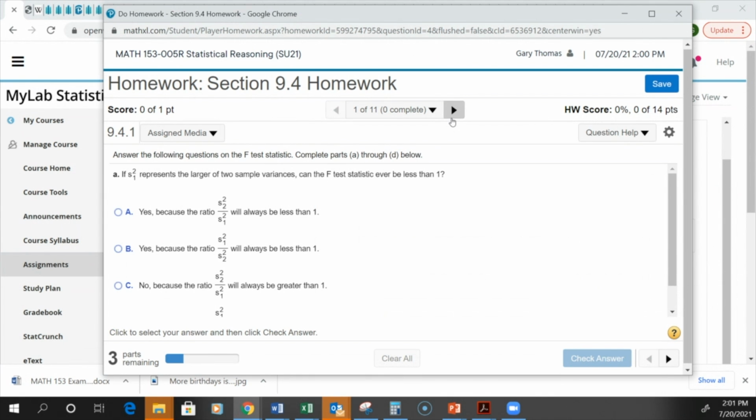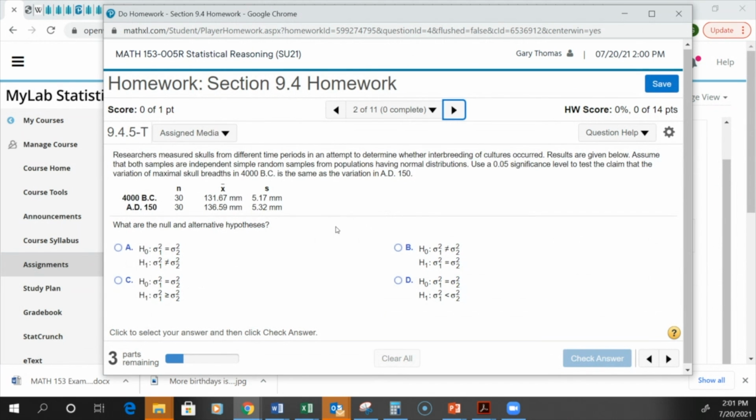Usually, yep, here's a thought question. They do have a thought question, so think about it. Okay, here's a good one. This is nice. So was there interbreeding of cultures? And what we have are some skulls, some very, very old skulls and some pretty old skulls. So these skulls are 6,000 years old and these skulls are 2,000 years old. And how much difference is there in their skull sizes?